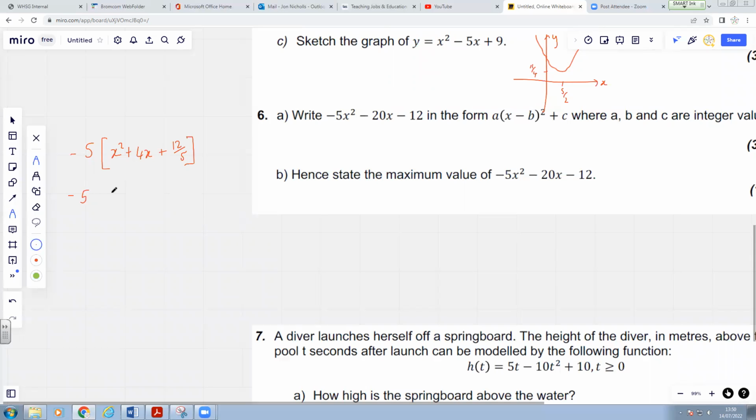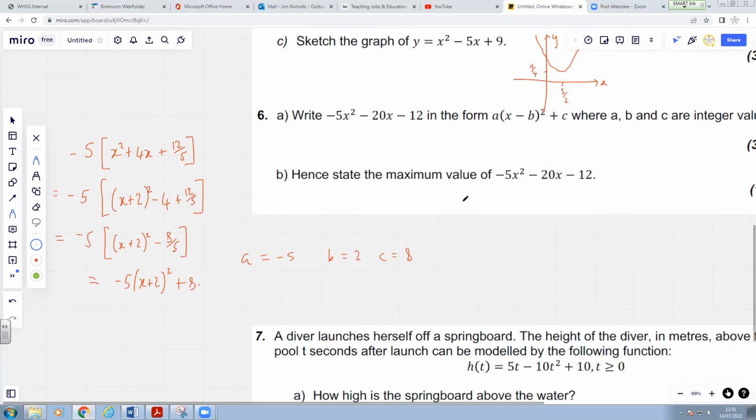So now it's the same as before. You just halve the middle term, square it, take away that last bit, and then we've got the plus 12 fifths. So that's going to be the same as, I should be writing equals, x plus 2 squared. Now that's like minus 20 over 5, plus 12 over 5, which is minus 8 over 5. And so if you then just times by minus 5, you get minus 5 x plus 2 squared plus 8. Okay, and they said a, b, and c would be integers. So a is minus 5, b is 2, c is 8.